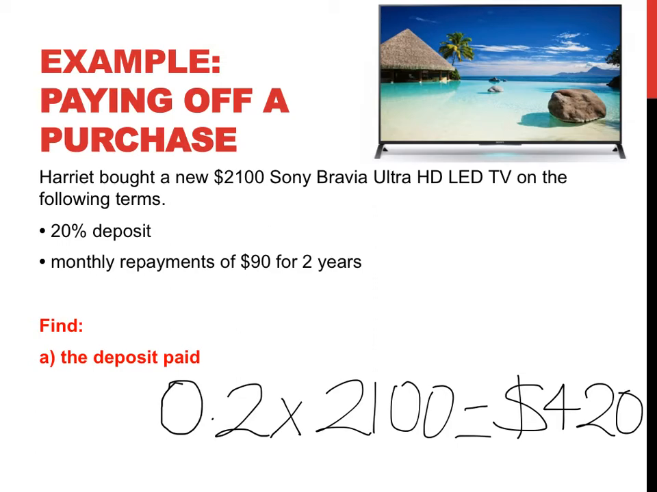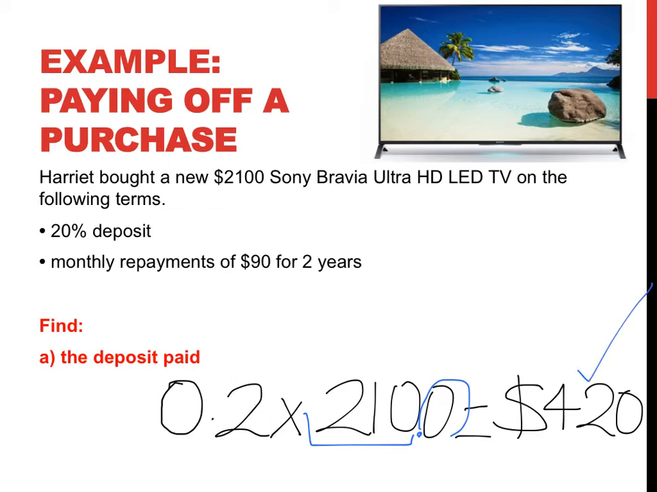Let's do a quick calculation in my head. Okay, 2,100. 10% of 2,100 is $210. I've just moved the decimal spot that way. Okay, if this is 20%, it's twice 210, 420. Yep, that seems about right.